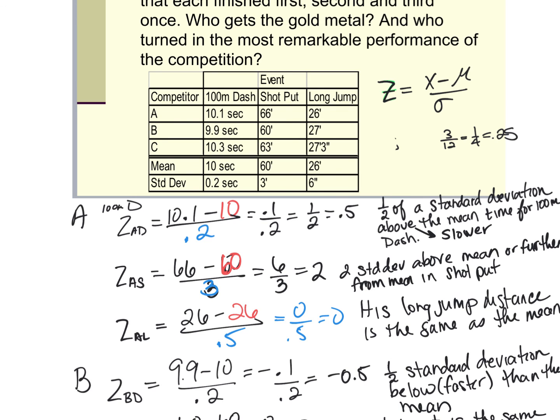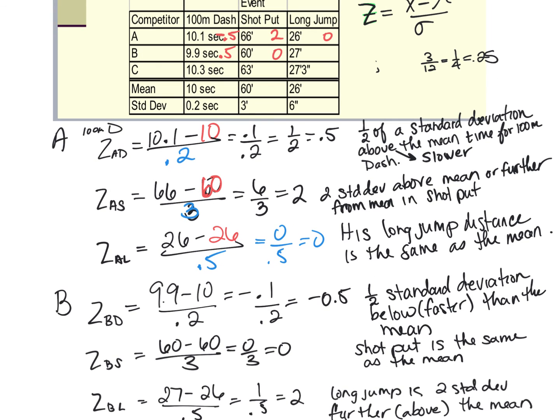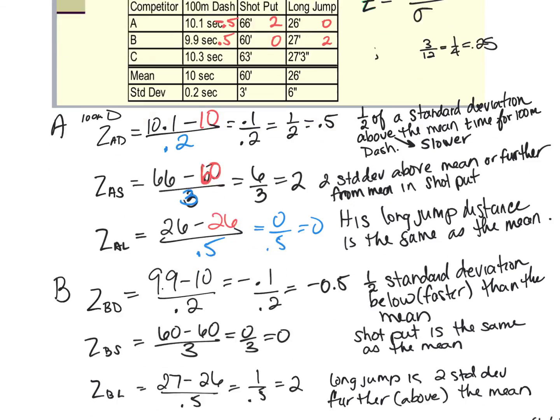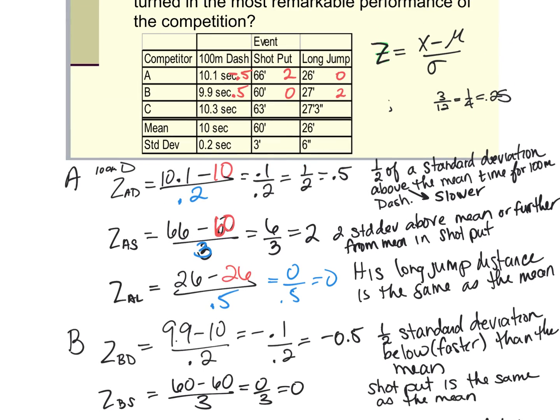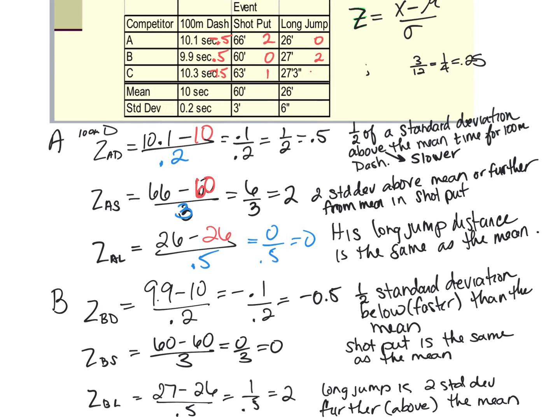So we're going to put A's here as negative 0.5. And then this is 2 and 0. And then B's is going to be a positive 0.5 for 100-meter dash because he was faster. So that's a good thing. And we wanted to count for him. And then he had a 0 here and a 2. And then C's was negative 1.5 because he was slower. That's not a good thing. And then 1 and 2.5.